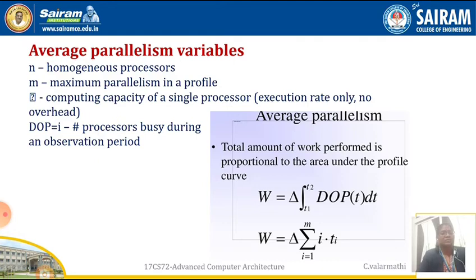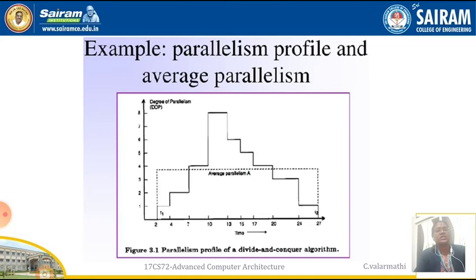Then how we can measure the average parallelism: we have one formula, W is equal to delta times the integral from T1 to T2, where T1 and T2 are the given time period, of DOP of t dt. Okay, so it is an integration formula. When you apply the values of DOP and the time periods, you will get the total amount of work performed. Okay, so this is called average parallelism.